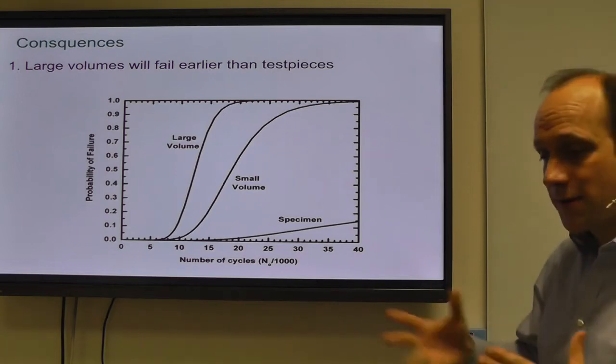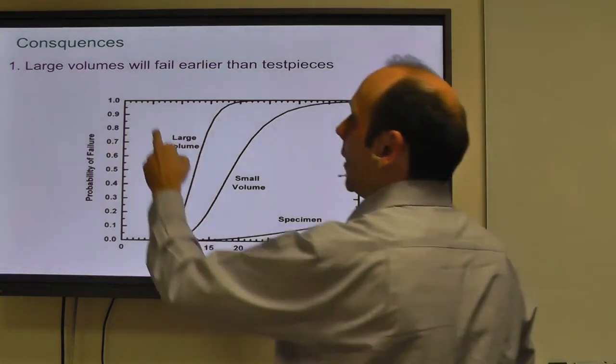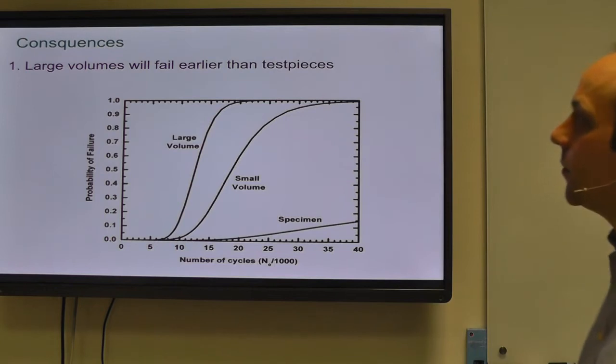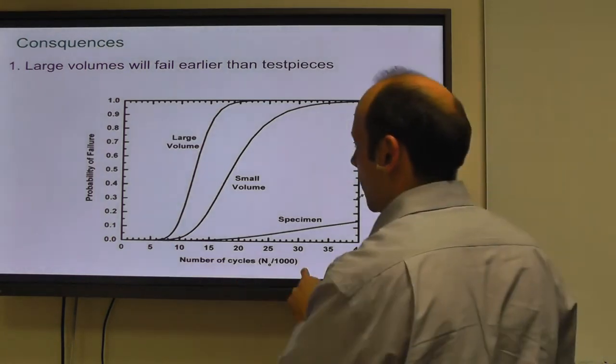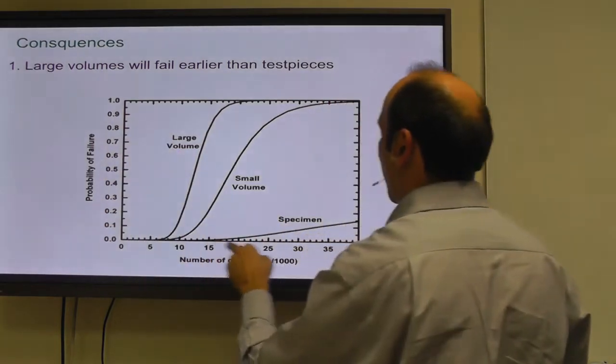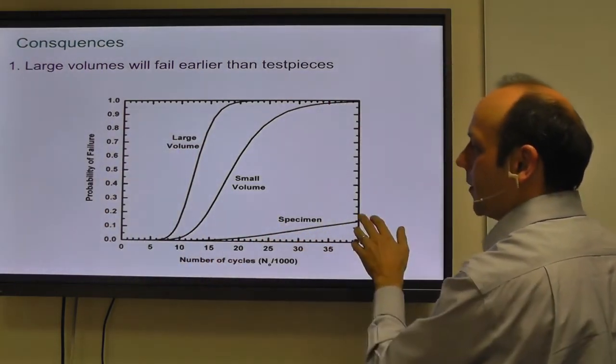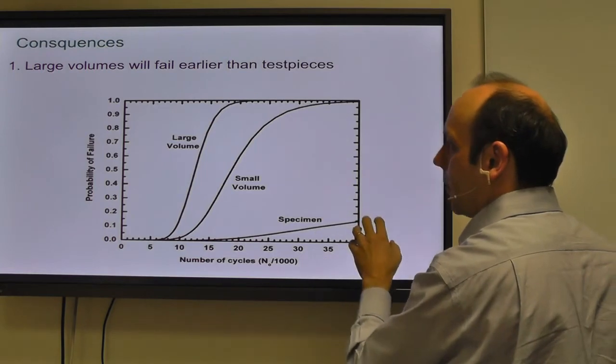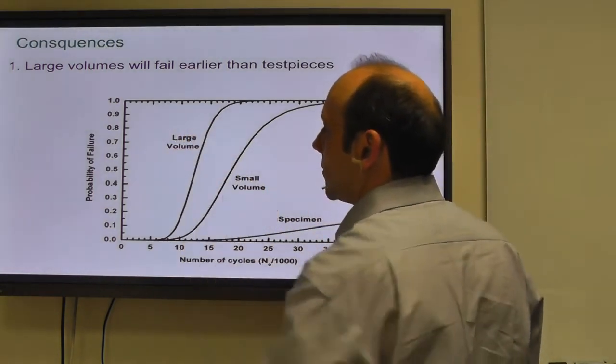When you do that sort of approach, then large volumes, you would say, would fail earlier than test pieces. So that's the number of cycles in the life and the probability of failure. According to this sort of approach, then a specimen might have a very long life compared to a small disk or a large disk.